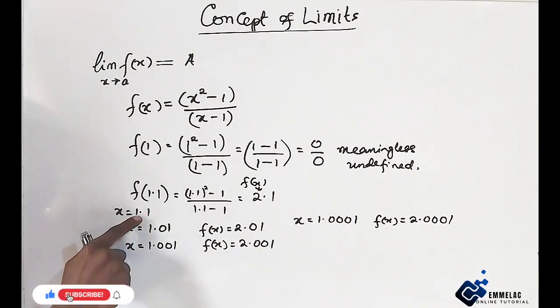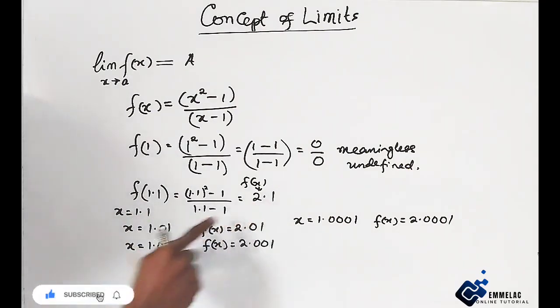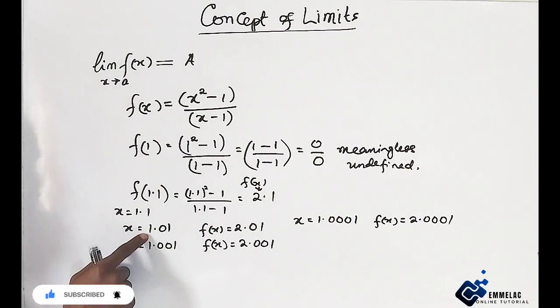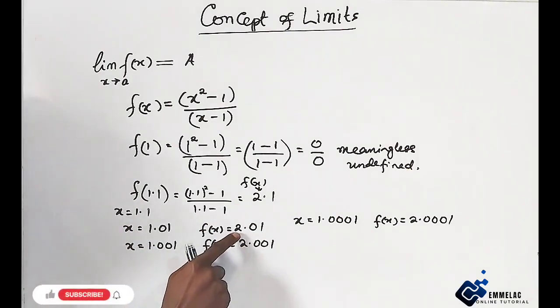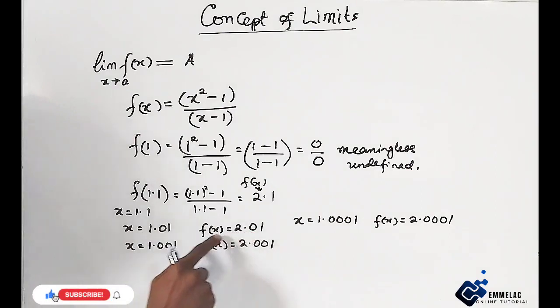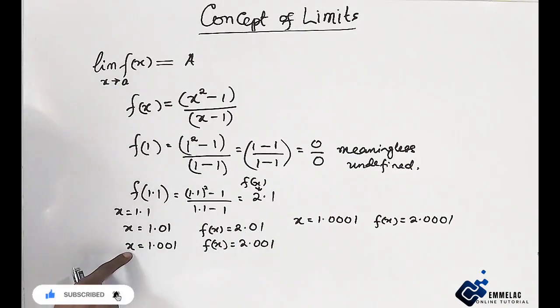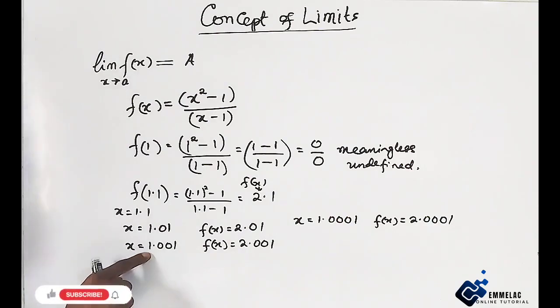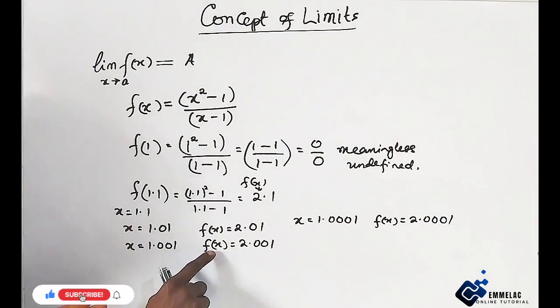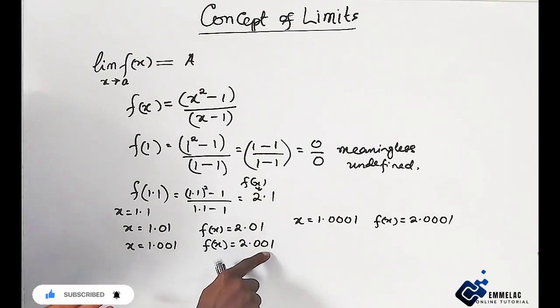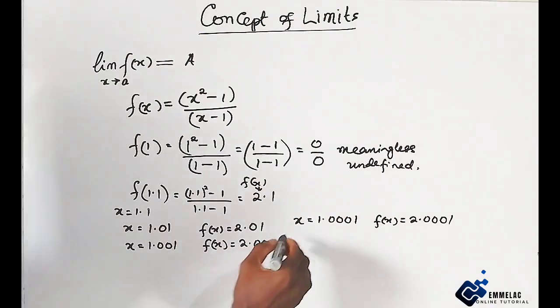You can see that you have 1.1, it gives you 2.1. Now x here is 1.01, which means it's moving closer to 1. And in this case, 2.01 for the function of x, which is moving closer to 2. Now in this case again, 1.001, you can see it's actually still moving closer to 1. The more it progresses, it moves closer to 1. And in this case now, the function of x is also moving closer to 2.